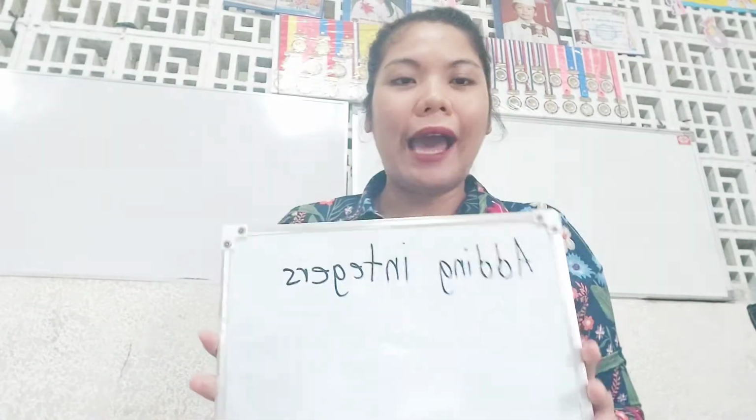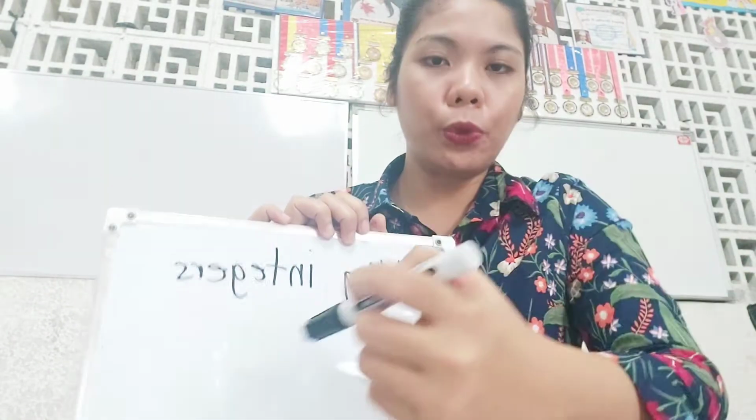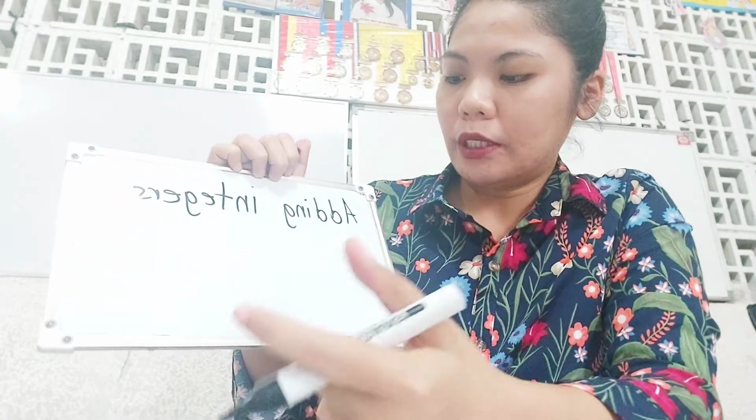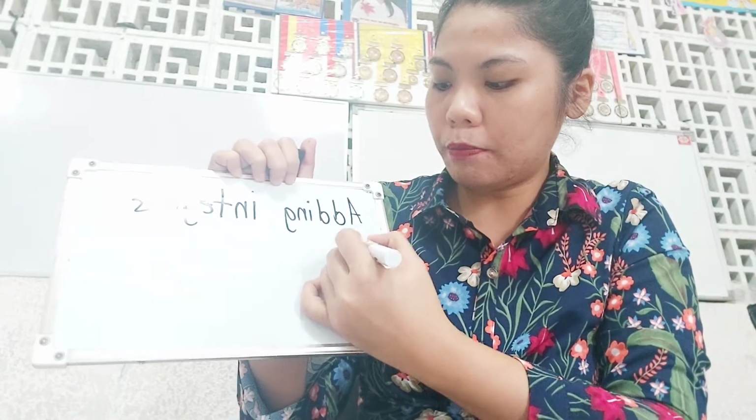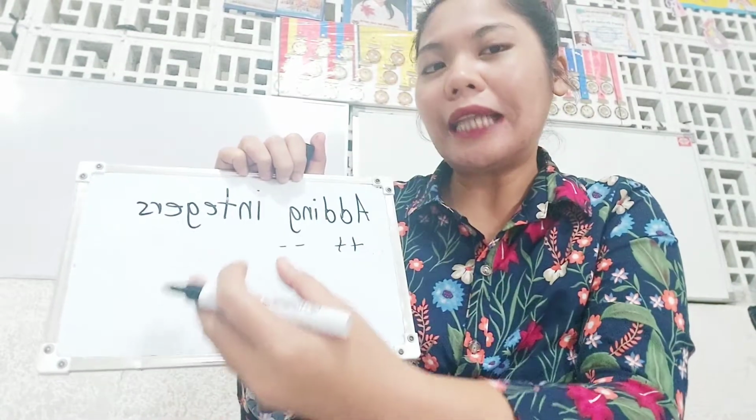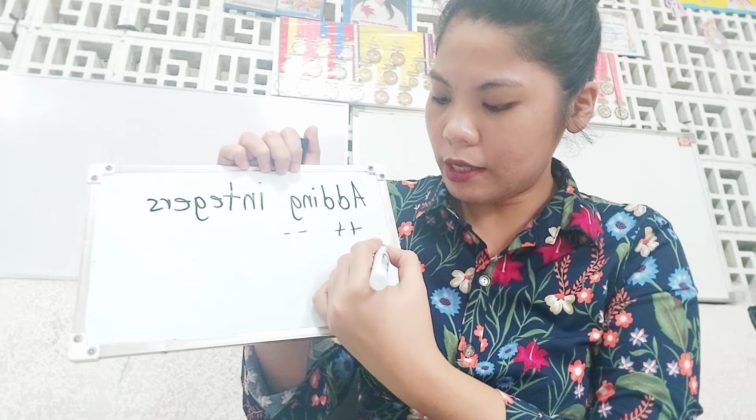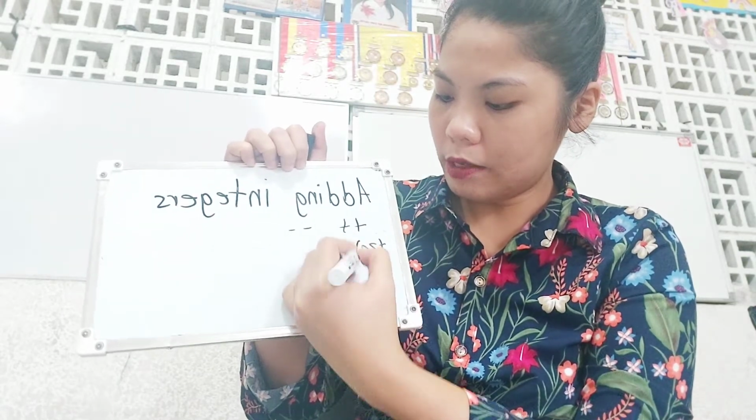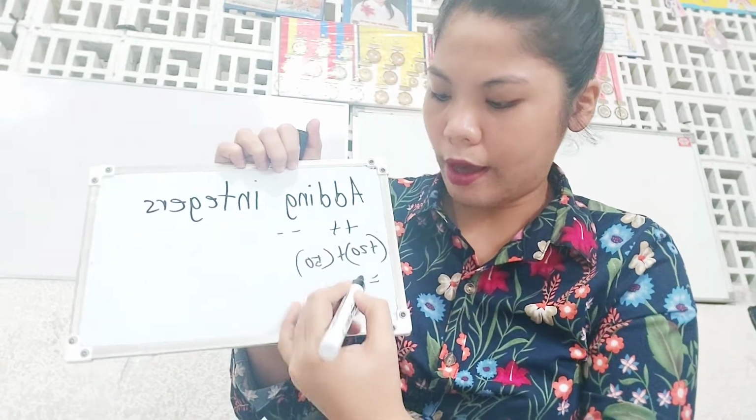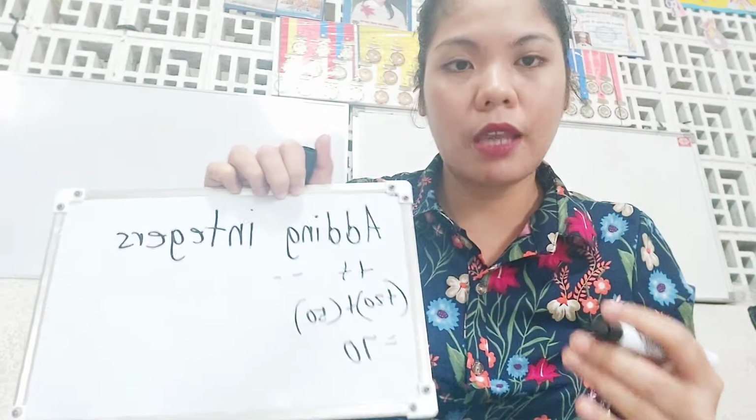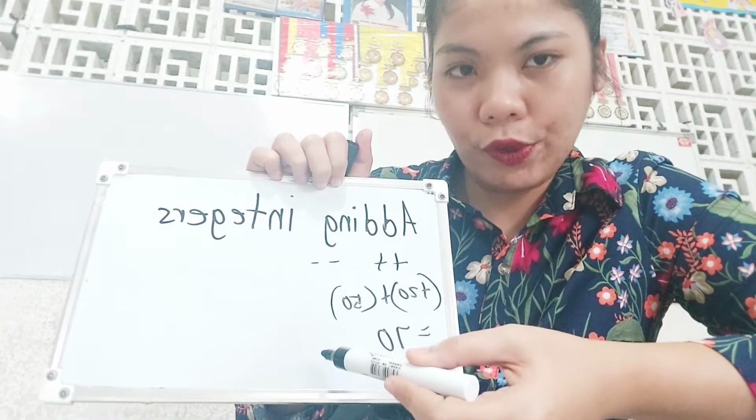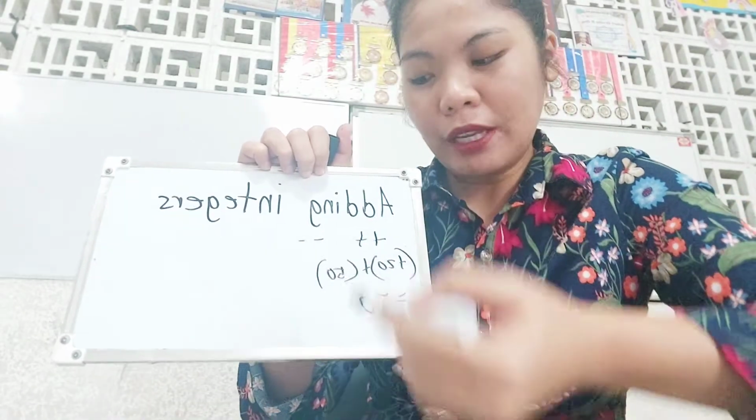So, adding integers. The first rule in adding integers is, kung yung sign niya is both positive or both negative, pagsasamahin lang natin yung numbers natin. So, for example, positive 20 plus positive 50. You're going to have 70 or positive 70. Meron kang perang 20, dagdagan mo siya ng pera pa ulit na 50, then meron kang pera na 70.